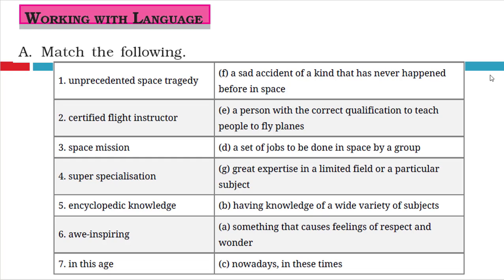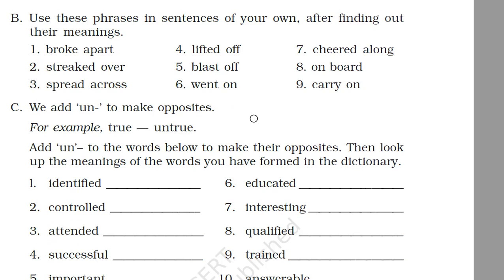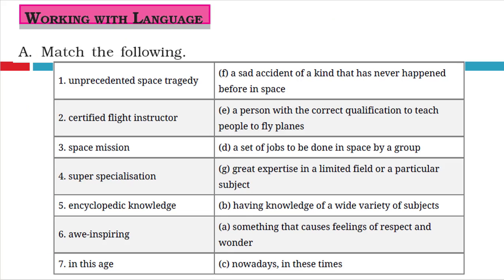So let's see further. Further exercise: use these phrases in a sentence of your own after finding out their meaning. First, you need to find out the meaning. Broke apart, streaked over, spread across, lifted off, blast off, went on, cheered along, on board, carry on. Okay, what we need to do? We need to find the meaning of it and we need to write a sentence of our own. Whatever sentence we come up with, that we need to write. So let me show you how to write it.